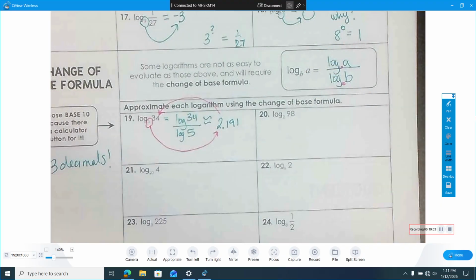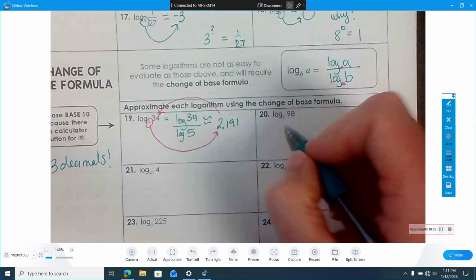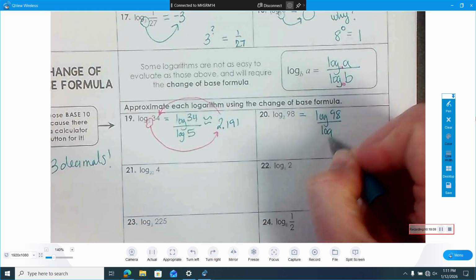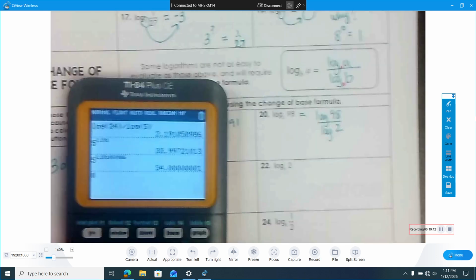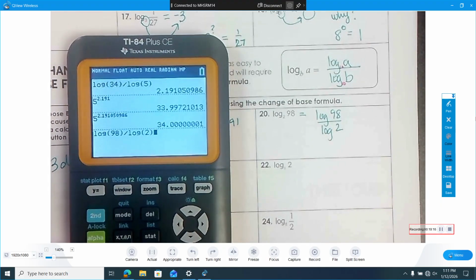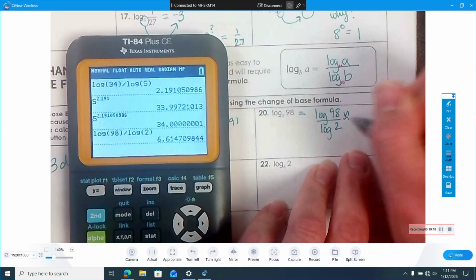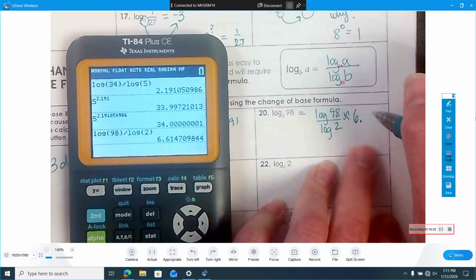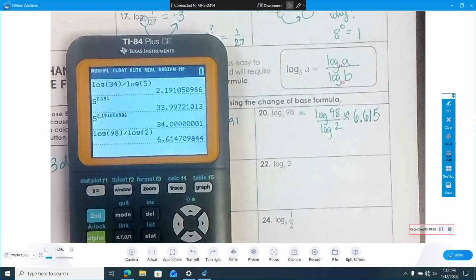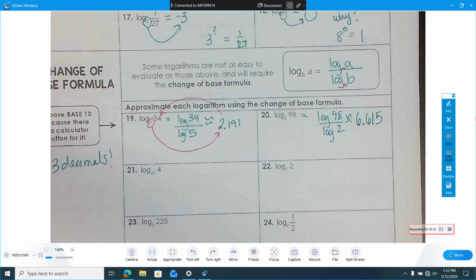Will you do one more? We'll just do the next one. Log 98 over log 2 is 6.615. That third place would round up to a 5 there because of the 7. All right? Easy? That's easy, right?